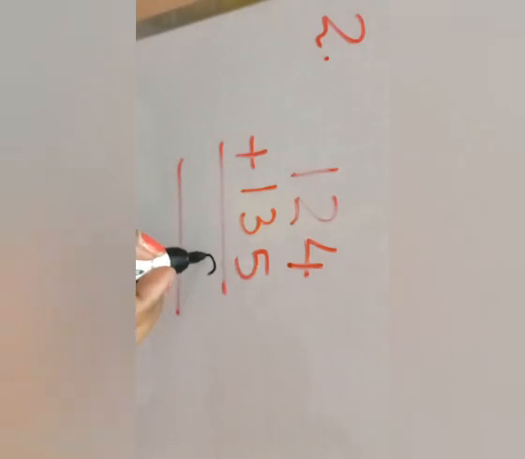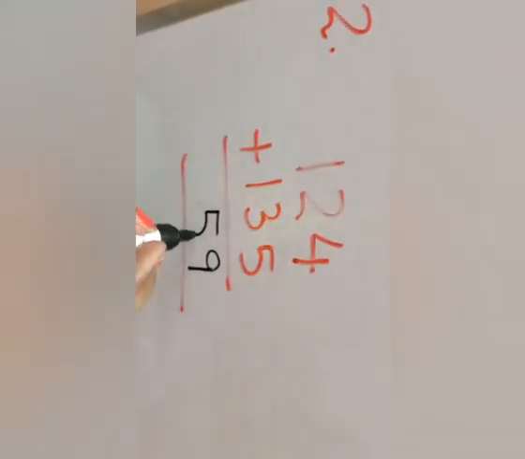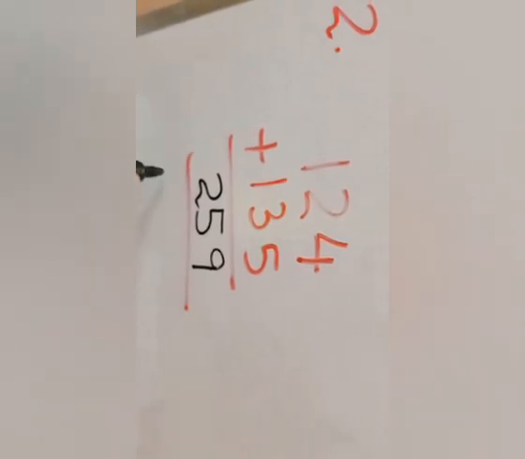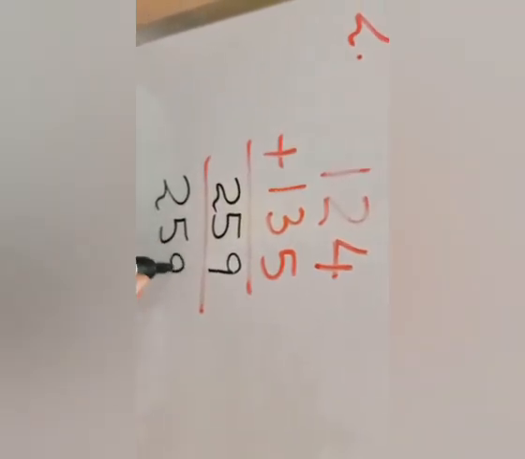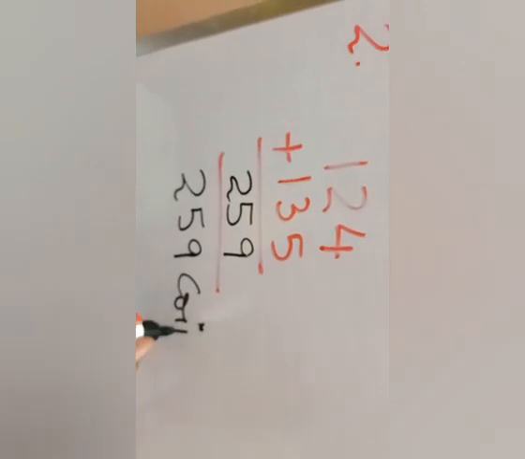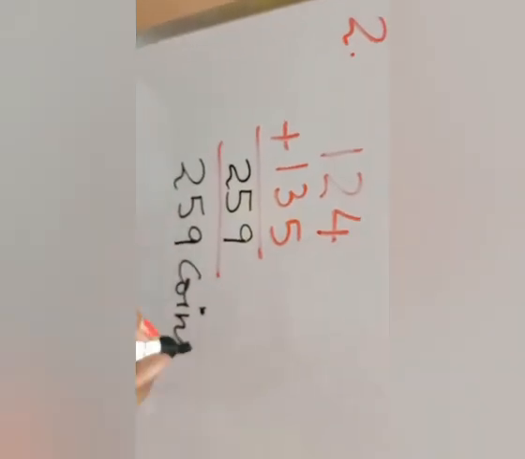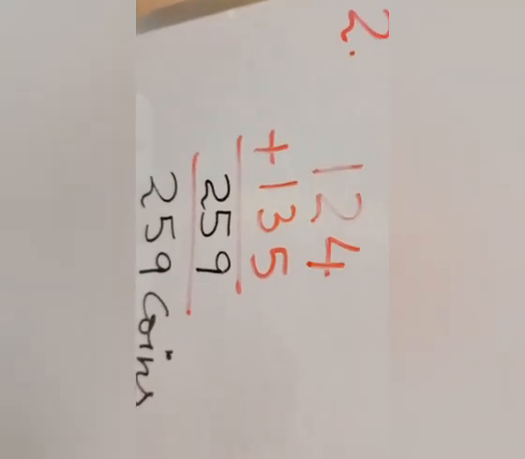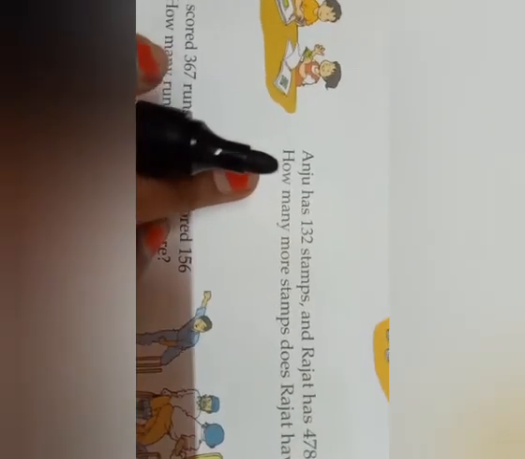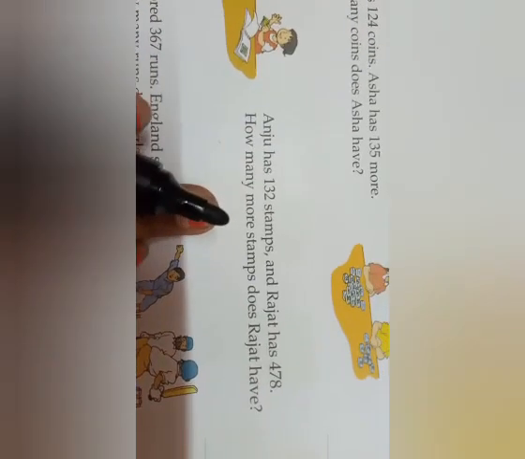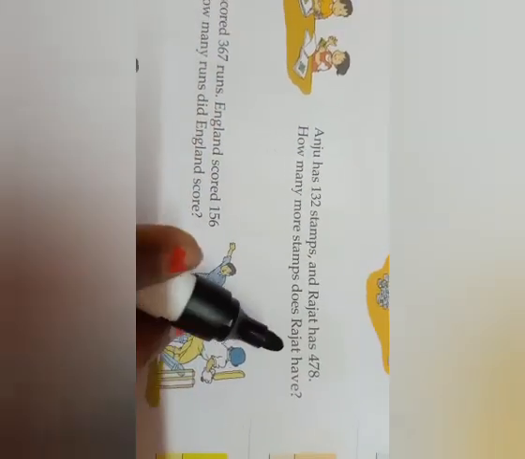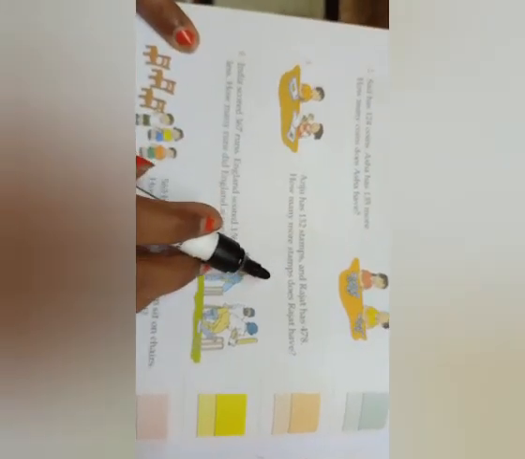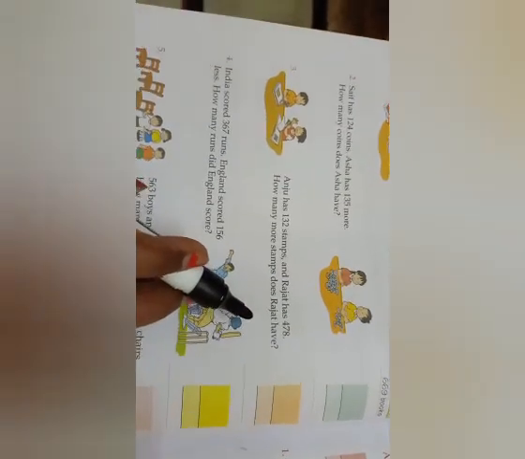4 plus 5 is 9. 2 plus 3 is 5. 1 plus 1 is 2. So we will write the answer 259 coins. Children, don't forget to write this answer. This is compulsory. Now come to the next story sum. Anju has 132 stamps and Rajat has 478. How many more stamps does Rajat have?